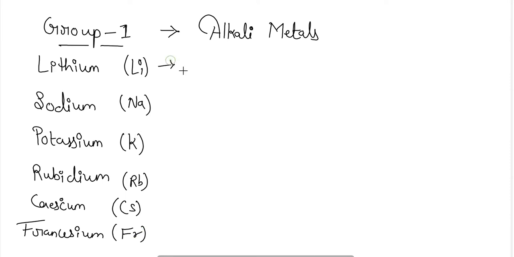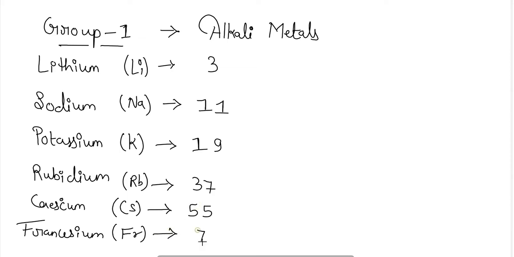The atomic numbers will be 3, plus 8 is 11, plus 8 is 19, plus 18 is 37, plus 18 is 55, and plus 32 is 87. So these are the atomic numbers for the group 1 elements, that is, the alkali metals.